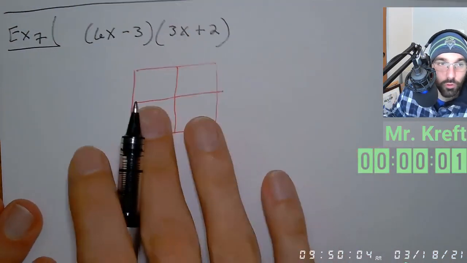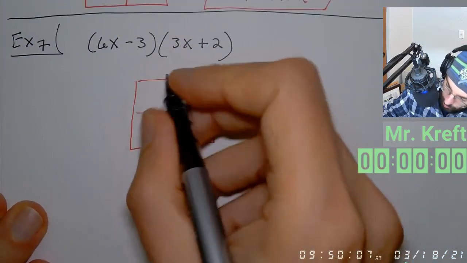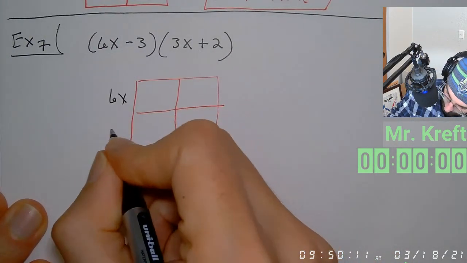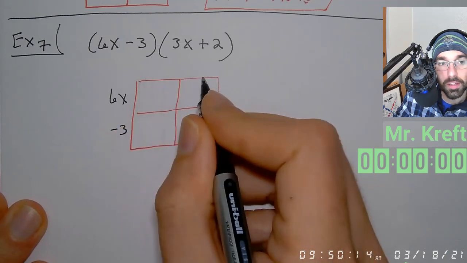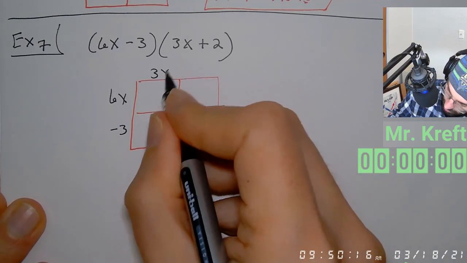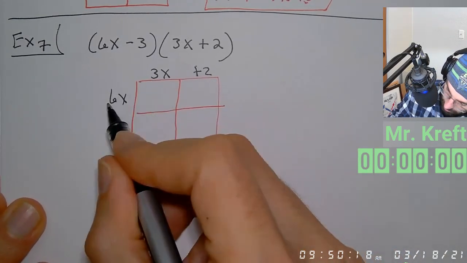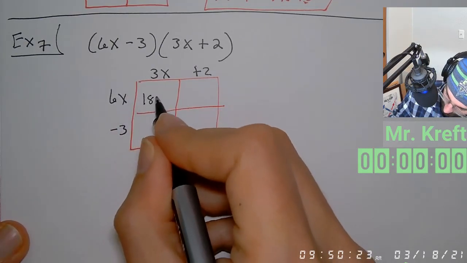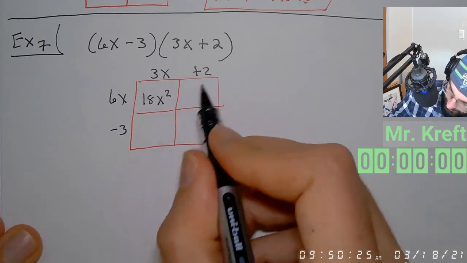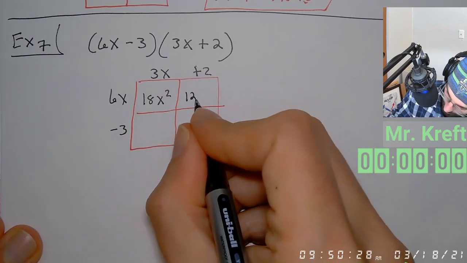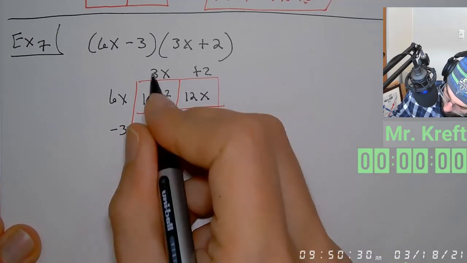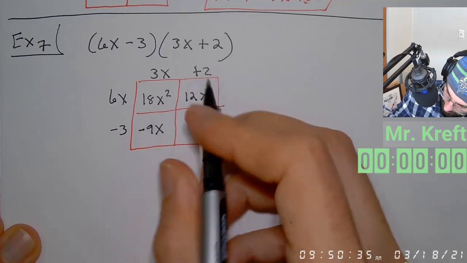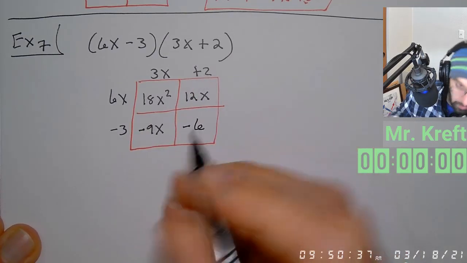All right, guys, we are at 9:50, so I'm going to go ahead and go over this. So again, it doesn't matter where you write these, right? So I can go 6x minus 3, but I can also write 6x minus 3 on the top. That won't change our answer. 3 times 6 is 18. So I have 18x squared. And then I have 2 times 6 is 12x. And then negative 3 times 3x is negative 9x. And then negative 3 times 2 is negative 6.